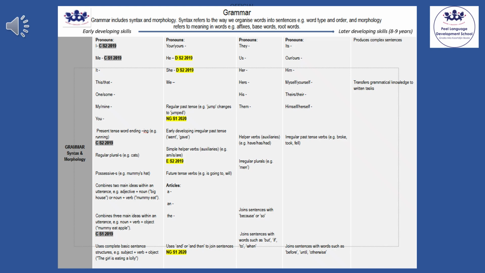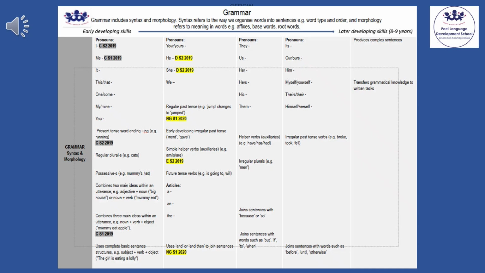Some children also have a goal set for plurals, so adding s to the end of the word when there's more than one. And then later on with our older students, learning those irregular plurals as well. So mouse, when there's more than one mouse, it's mice, or man is men.